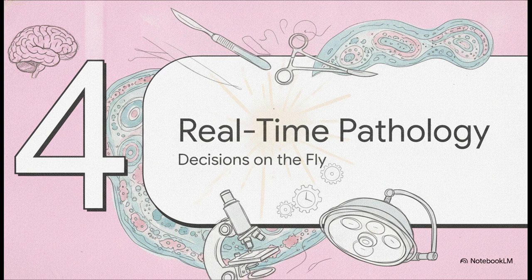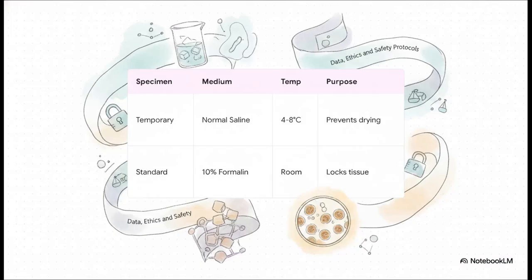We're talking about making decisions on the fly. So we've talked about big data and system safety, but let's zoom right into the operating room, where these high-pressure, real-time cellular decisions are happening while the patient is fast asleep. When a surgeon removes tissue, they might temporarily toss it in some refrigerated saline just to keep it from drying out. But what they really rapidly need is 10% formalin. That's the gold standard.